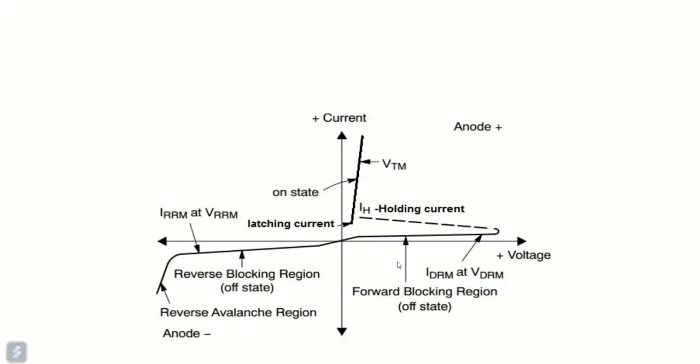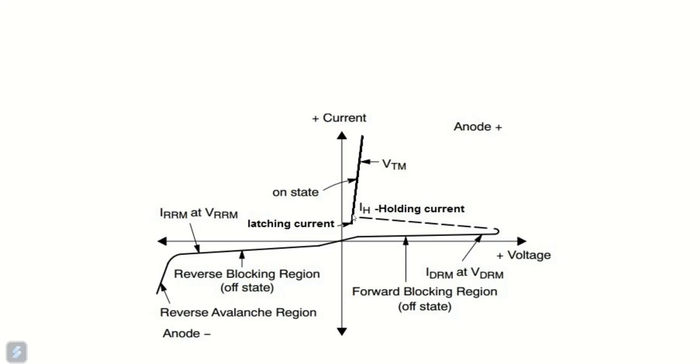So this is the characteristic curve for the SCR. We can see in the first quadrant, when the positive voltage is applied to the anode and the negative voltage is applied to the cathode, when no gate pulse is applied, then if you try to increase the voltage, the SCR will remain in the off state. Small leakage current will flow through it. When the voltage reaches the breakover voltage, then the avalanche breakdown happens and all the junctions are forward biased and the SCR comes into the conduction. And here the voltage decreases and the current starts rising.